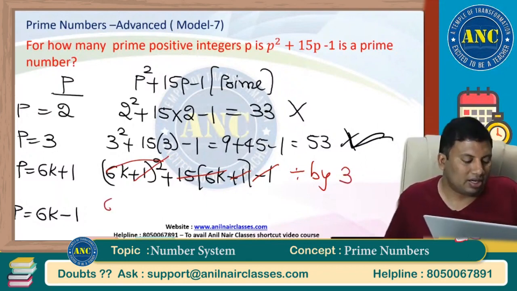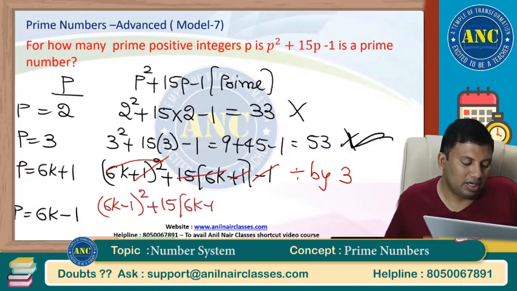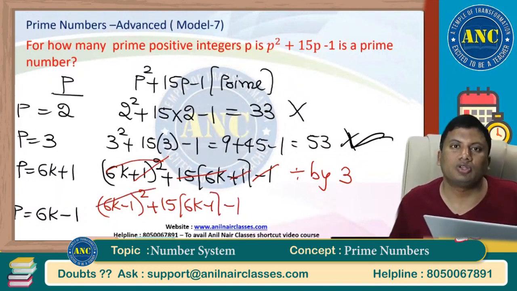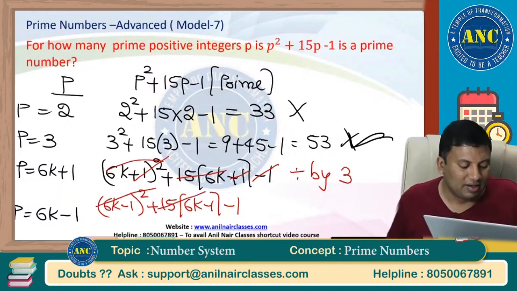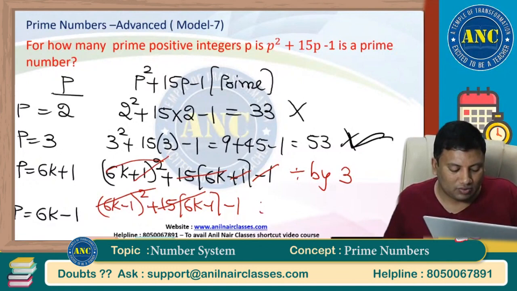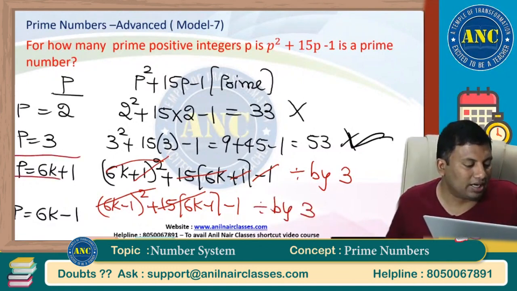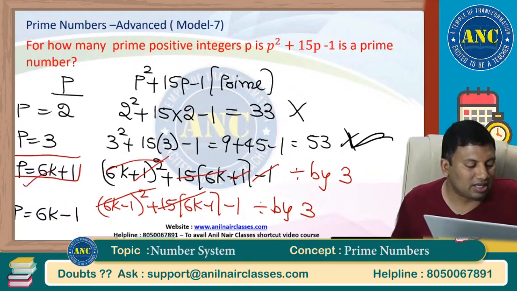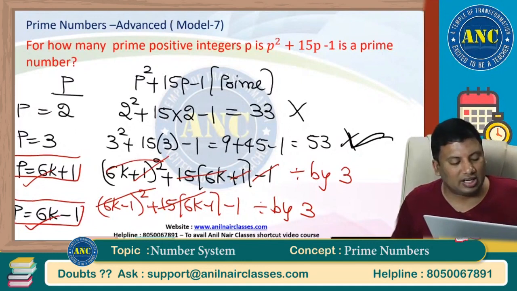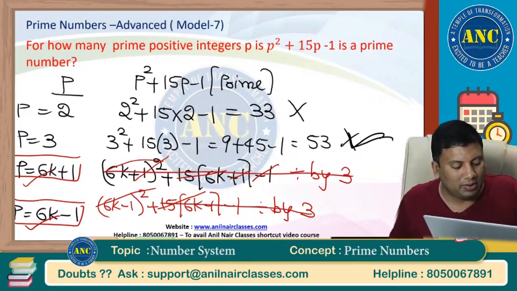Idea clear? Next one. 6k minus 1 whole square plus 15 into 6k minus 1 minus 1. 6k whole square is divisible by 3. 2 into 6k is divisible by 3. 15 into 6k is divisible by 3. 15 is divisible by 3, plus 1 minus 1. The answer is divisible by 3. Any prime number greater than 3 is of the form 6k plus 1 or 6k minus 1. Both result in the right hand side being divisible by 3. So this cannot be.